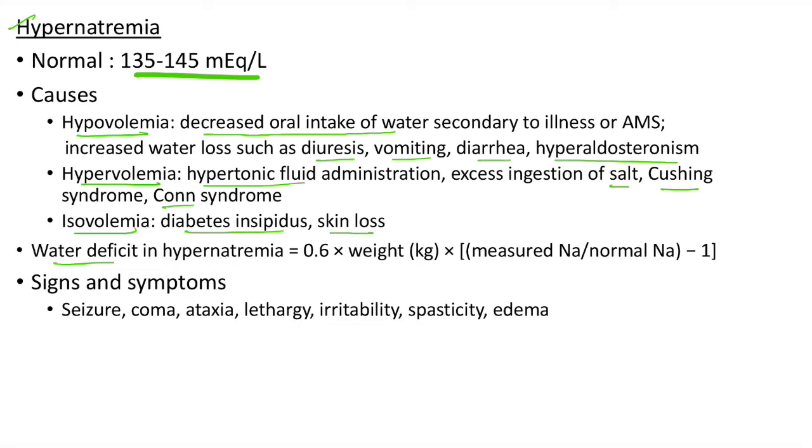How do you calculate water deficit in hypernatremia? It is calculated by the formula 0.6 into weight in kilogram into measured sodium divided by normal sodium, which is 140, minus 1. What are the signs and symptoms of hypernatremia? Seizure, coma, ataxia, lethargy, irritability, spasticity and edema.